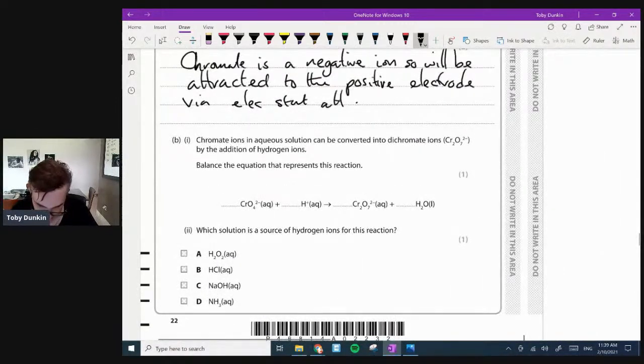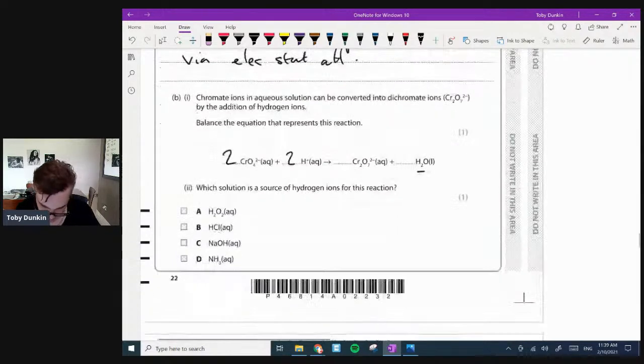Right, the chromate ion in the aqueous solution can be converted into dichromate by the following equation. Balance it. 1 Cr, 2 Crs. Okay, 8 oxygens. Oh, that works out well. 8 oxygens. Nice. Hydrogens. 2 on this side, 2 on that side, and I'm done. Thank you very much. It's nice and easy, isn't it?